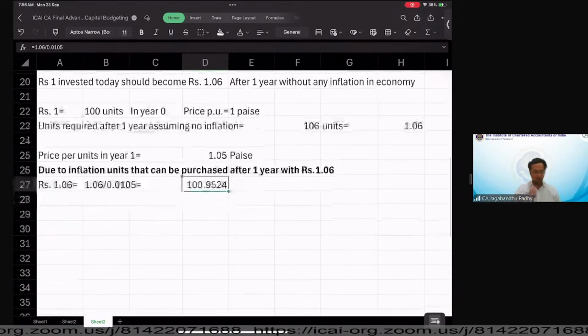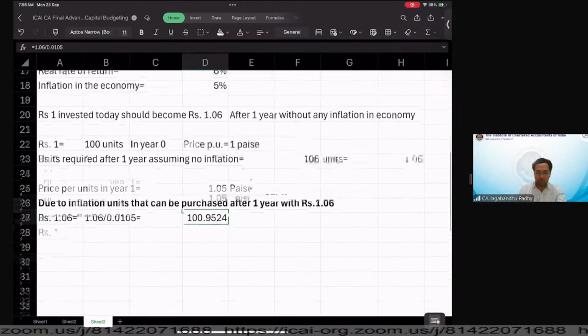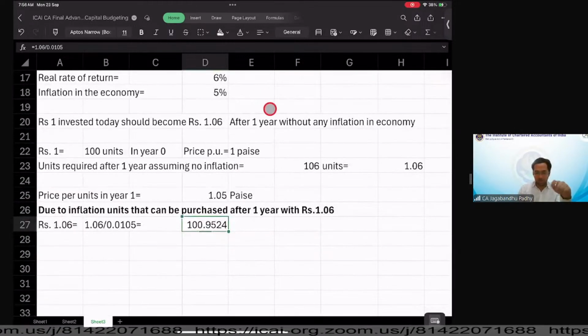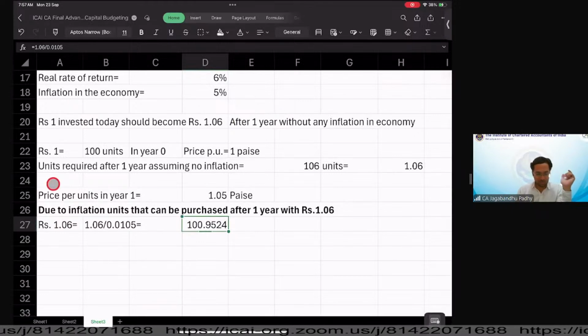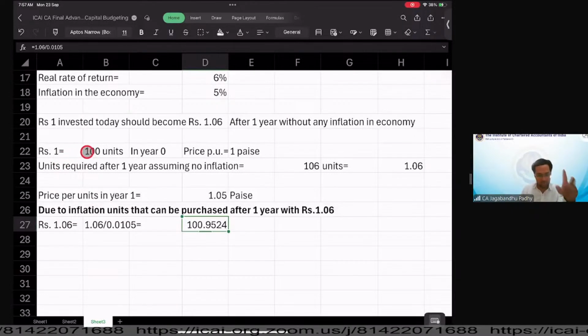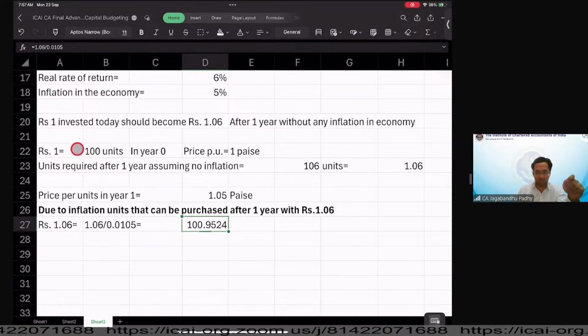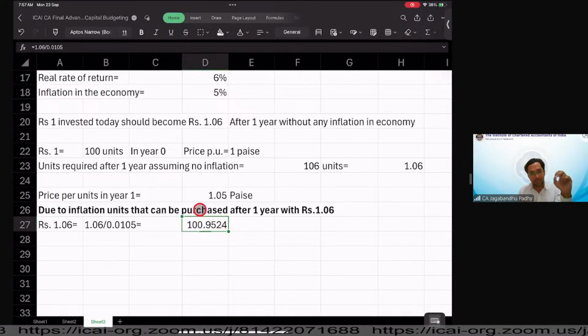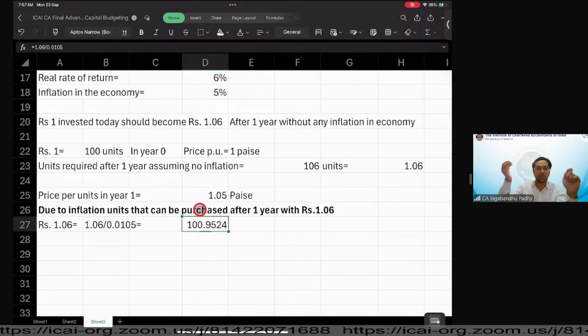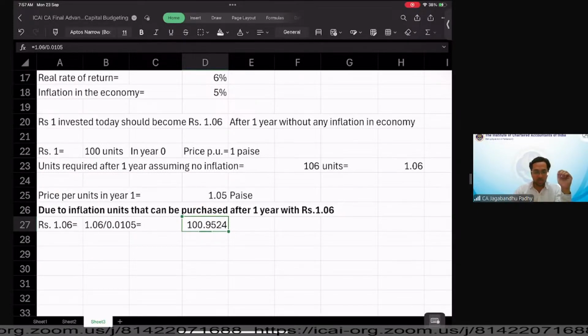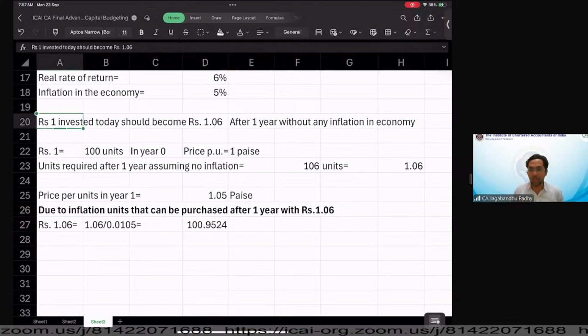Right? So is your 1.06 rupee now going to give you 6 units extra? Because earlier 1 rupee was giving you 100 units. So that 1.06, is it giving you additional 6 units? No, because the price levels have increased. The price levels have increased, and therefore 1.06 is now not worth 106 units. That is worth 100.9524 units. So rupees 1 invested today should become 1.06 without any impact of inflation.